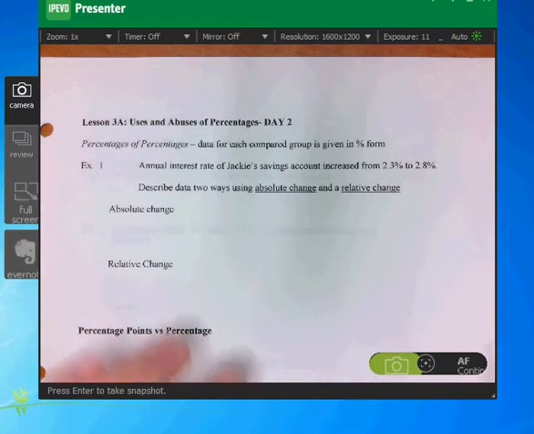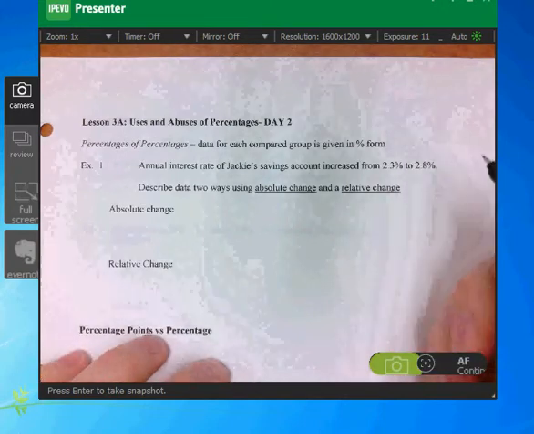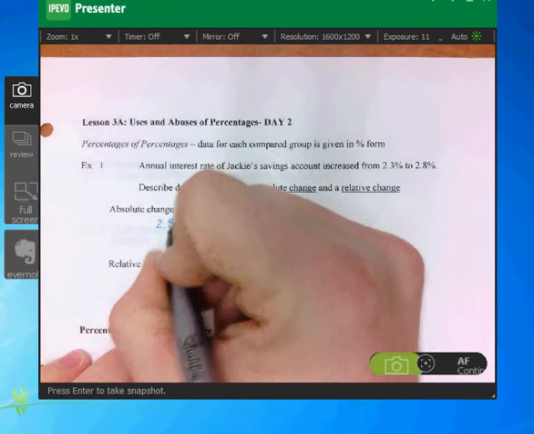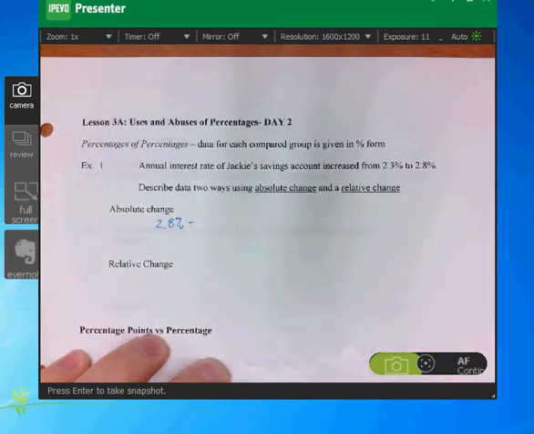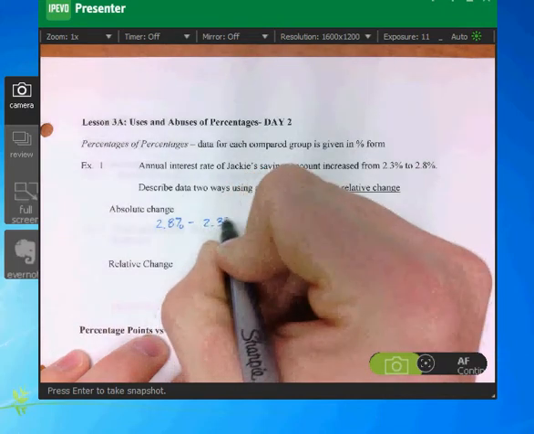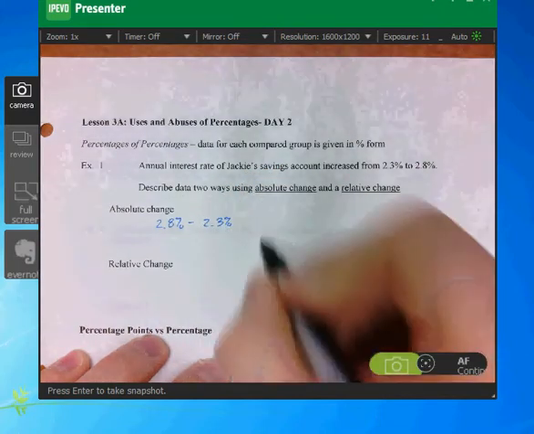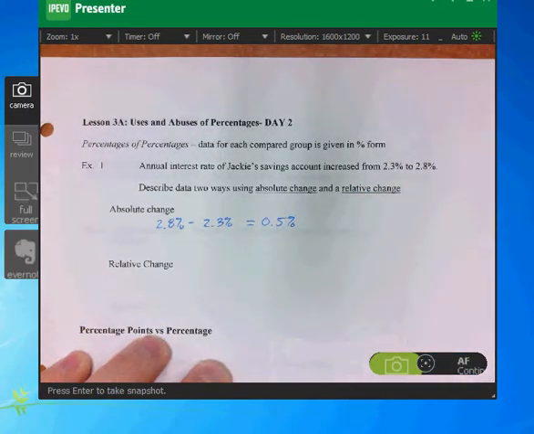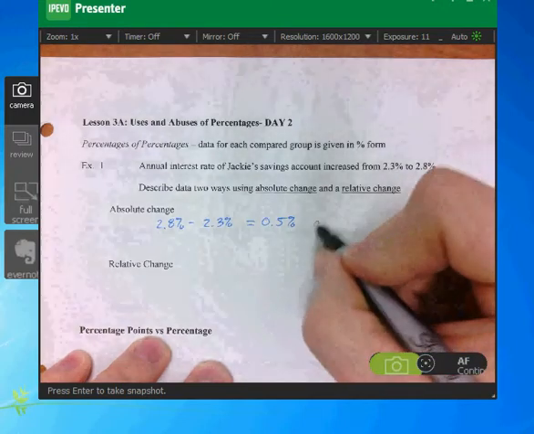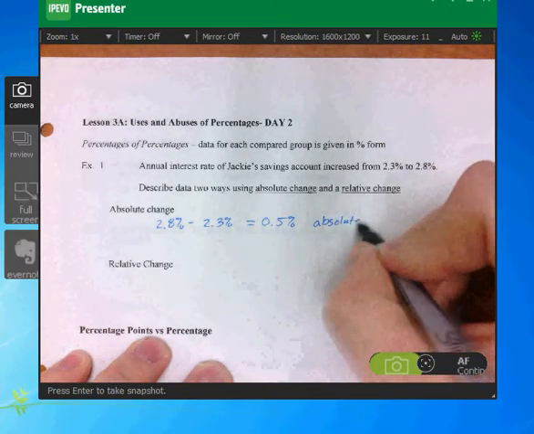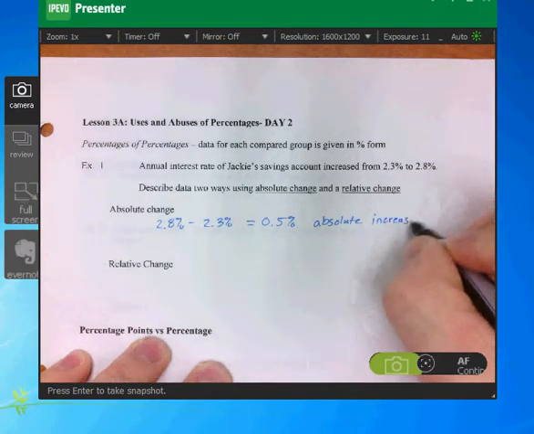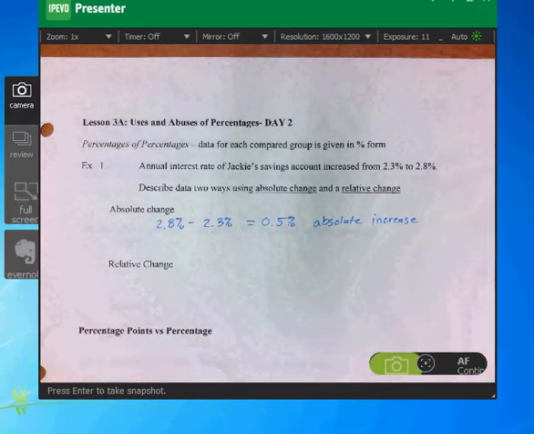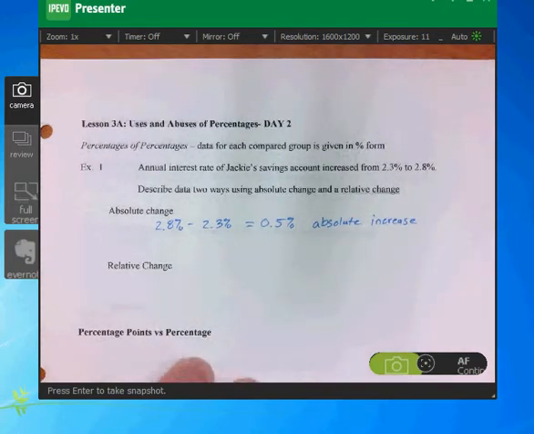So if we're talking absolute change, we want to see what our new value is, subtract our old value. So 2.8 minus 2.3 is going to give us a difference of 0.5%. So this is our absolute increase, basically saying an absolutely concrete change of numbers. This number to this number changed by 0.5% for her savings account.